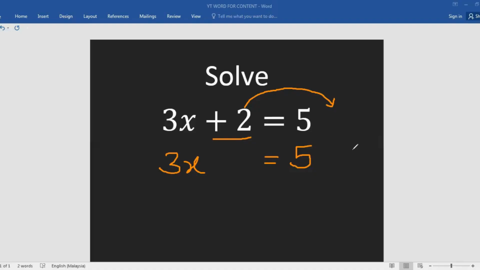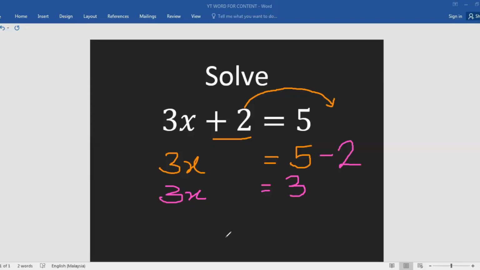Here is positive 2. So when you move it to the right, it will become what? Positive changes to negative. Negative 2. So what we get now is 3x equals 3.